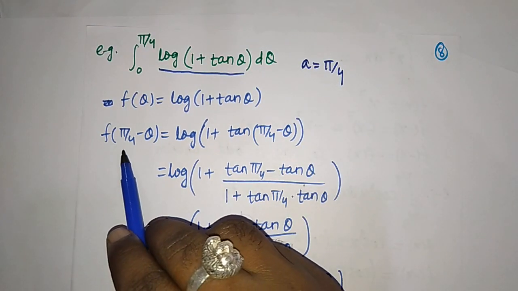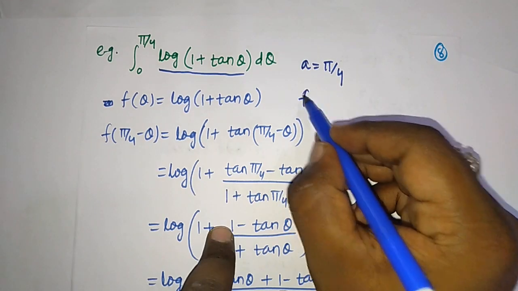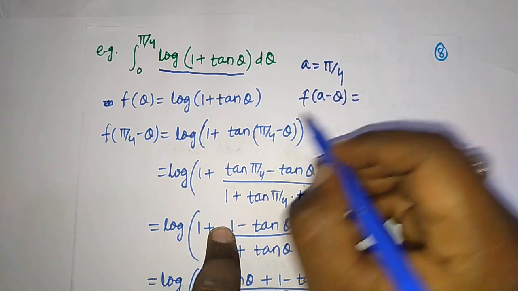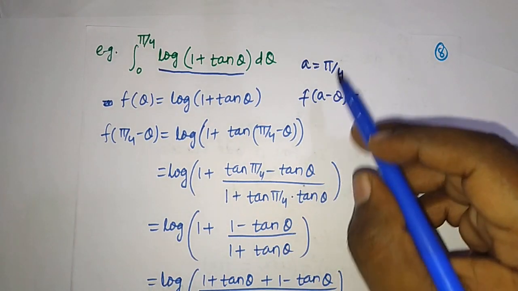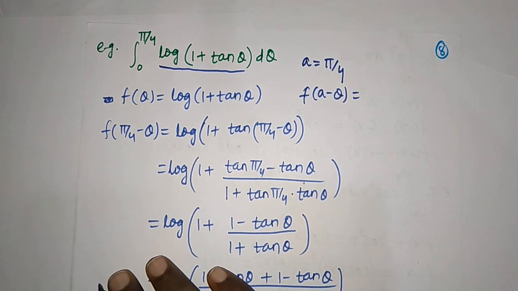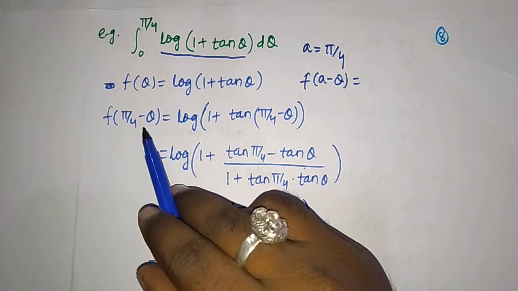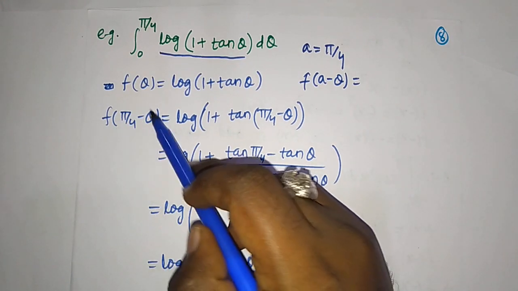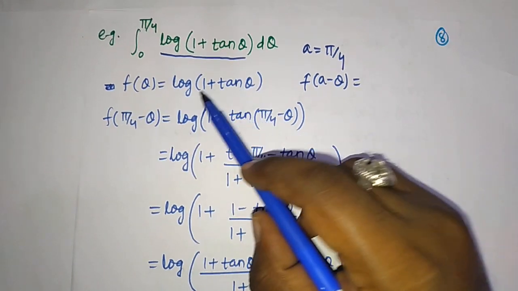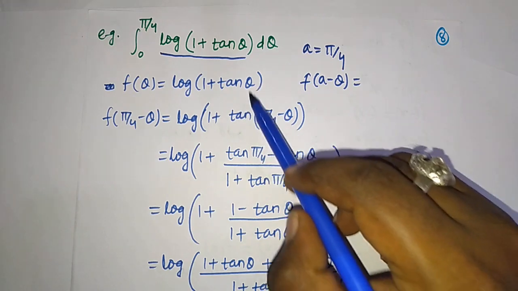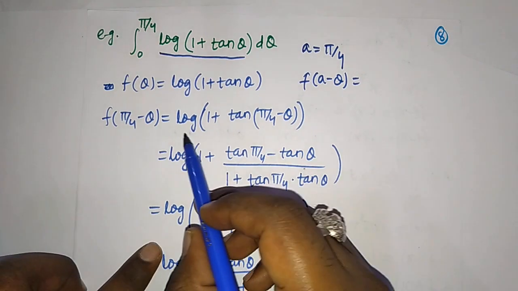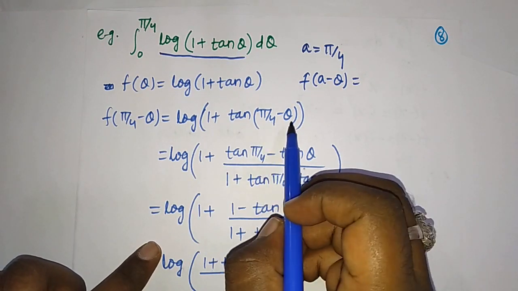So what we will do, we will find f of a minus theta, and a is pi by 4, so we will find f of pi by 4 minus theta. You know f of pi by 4 minus theta means we will put pi by 4 minus theta in place of theta. Here log 1 plus tan theta is there, so write pi by 4 minus theta in place of theta. Now we have got log 1 plus tan of pi by 4 minus theta.